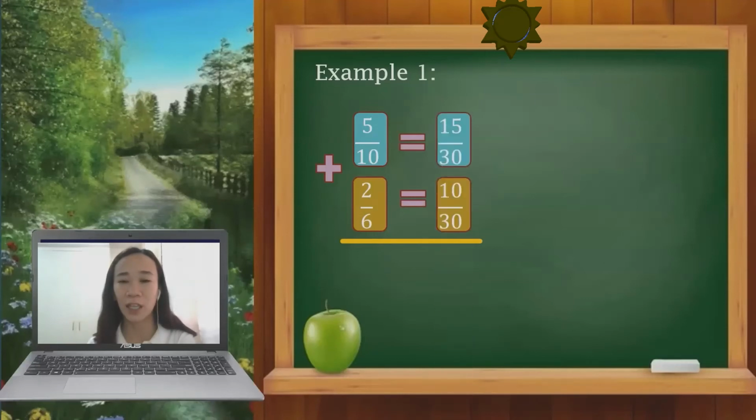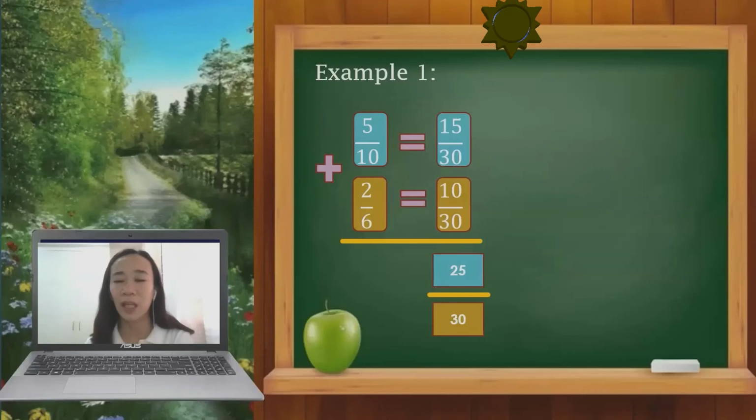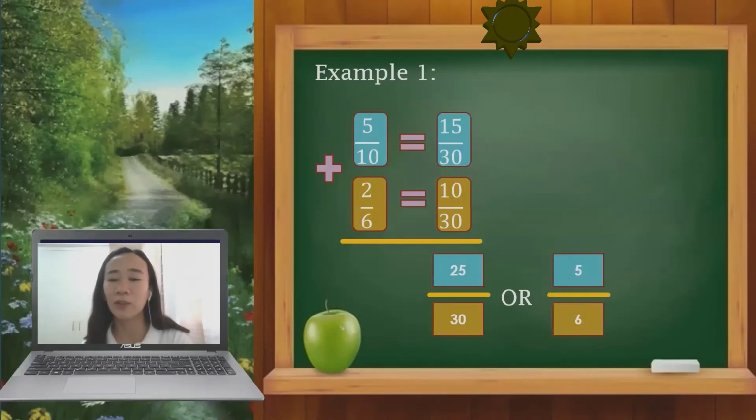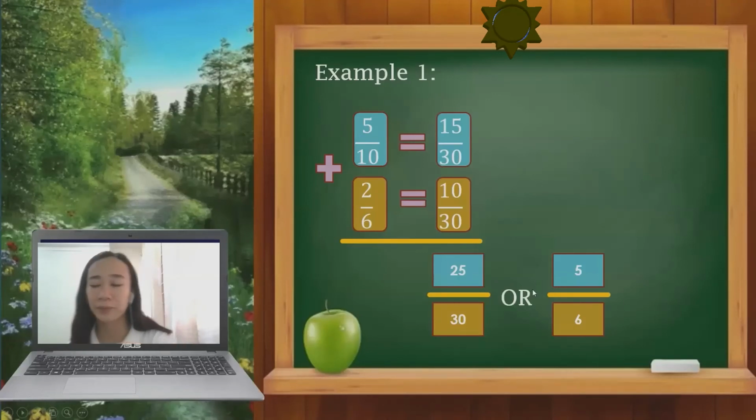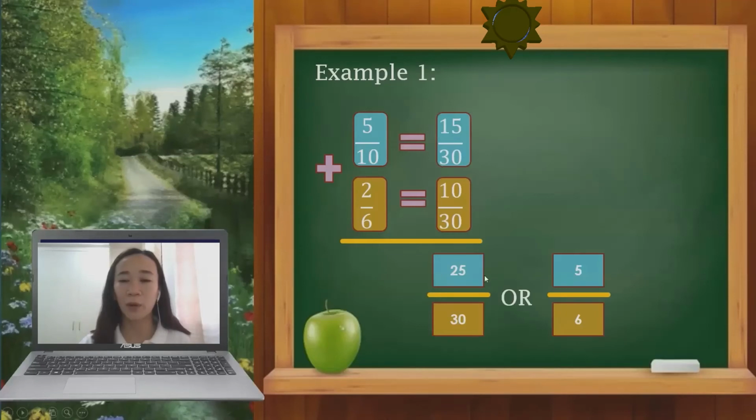So 15 over 30 and 10 over 30. Then we will add 15 plus 10, it's 25 over 30. And since we can see here that 25 and 30 are both divisible by 5, we will divide both 25 and 30 by 5. 25 divided by 5 is 5. 30 divided by 5 is 6. So 25 over 30 or 5 over 6. Our final answer is 5 over 6 because this one is in the lowest term or the simplest form of this fraction.